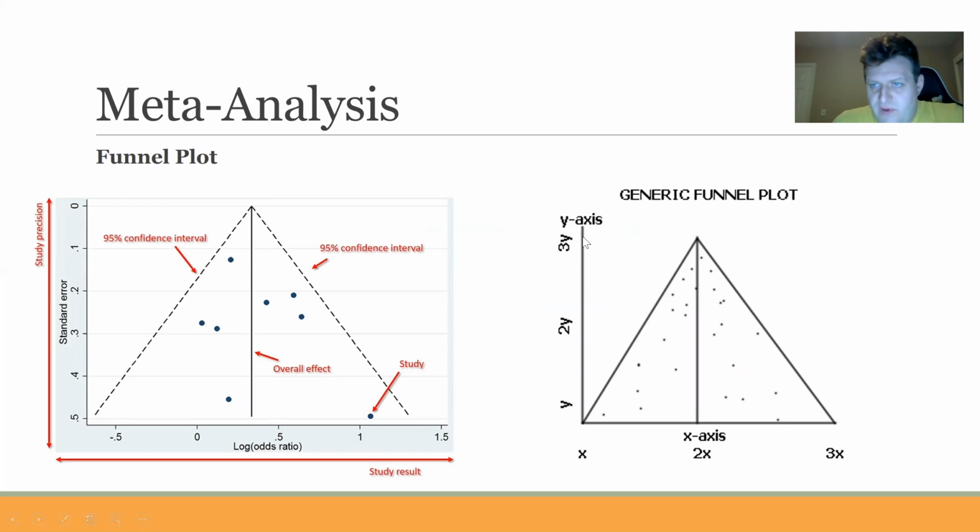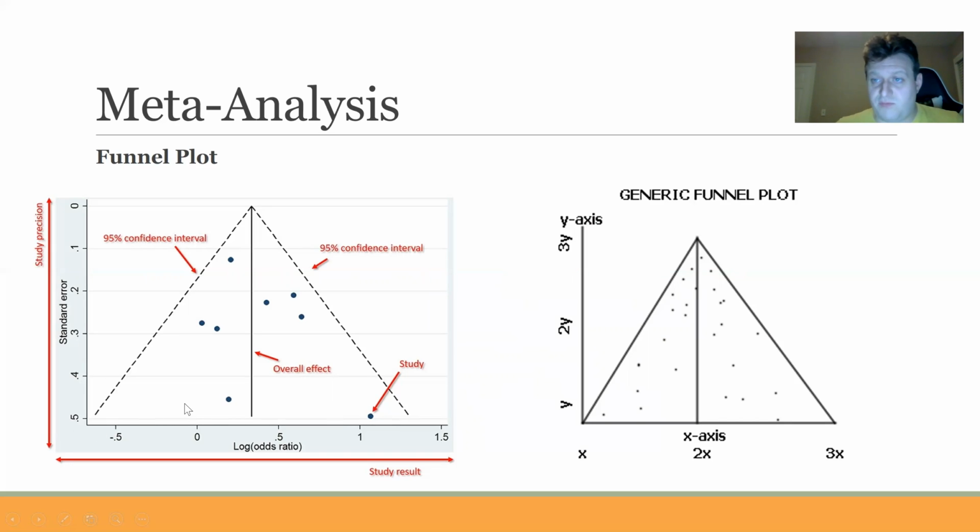Another very, very useful graph that we get from a meta-analysis is a funnel plot. What a funnel plot does is it presents the effect size and the sample size of the study. Each of these dots represents a single study. Now, here we have the size of the effect on the x-axis.